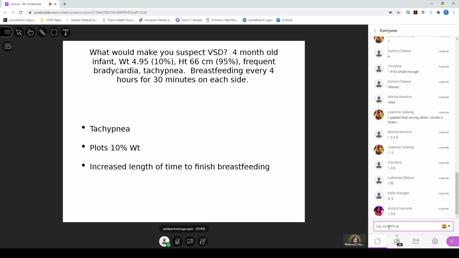Okay, so tachypnea, the baby plots 10% in weight, and increased length of time to finish breastfeeding. 30 minutes each side every 4 hours. That's an hour of feeding every 4 hours. It's usually 30 minutes total, like 15 minutes on each side. Okay, so that just shows the baby's having a difficult time breastfeeding or eating.